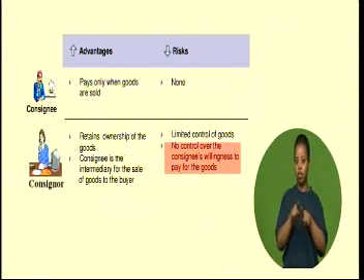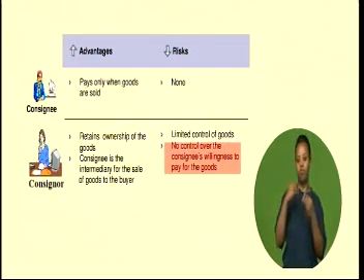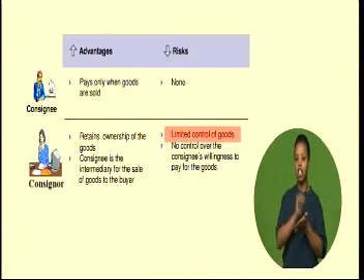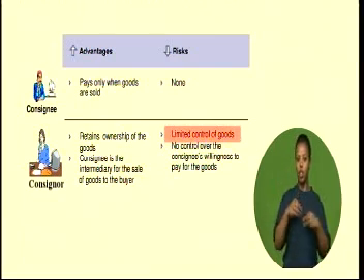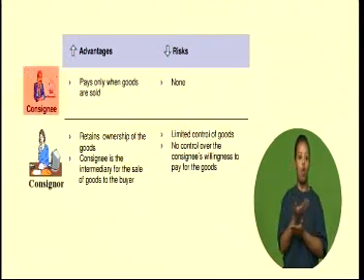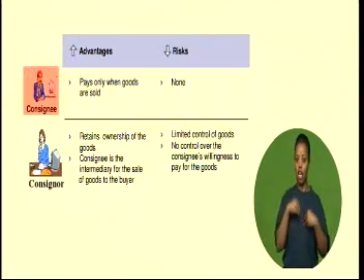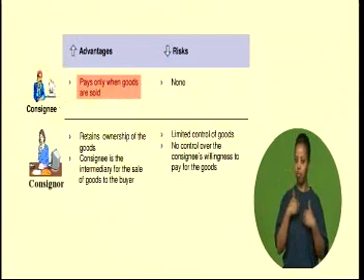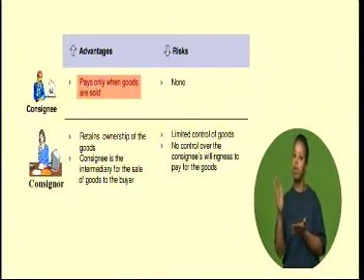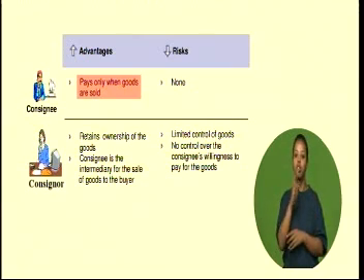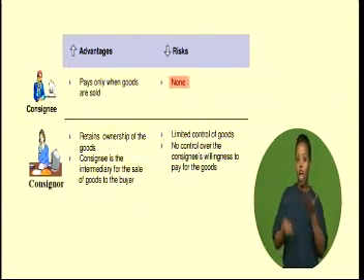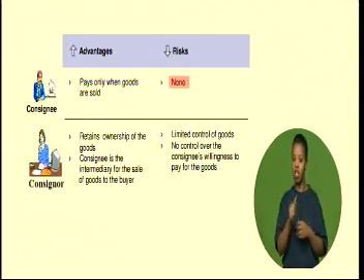For one, the consignor will not receive any money until part or all of the consigned stock has been sold. Secondly, the consignor does not have control over the consignee's willingness to pay for the goods. The consignee is advantaged because payment is remitted only when the goods are sold. In comparison, the consignee is risk-free.